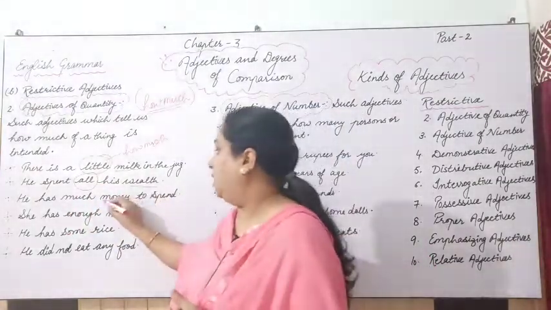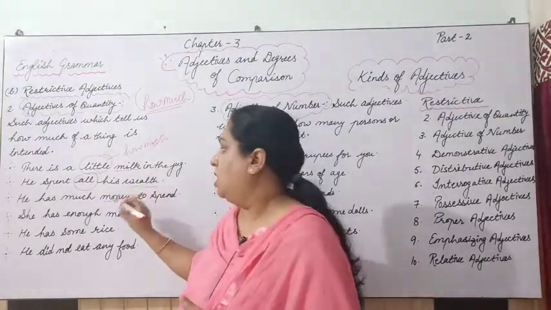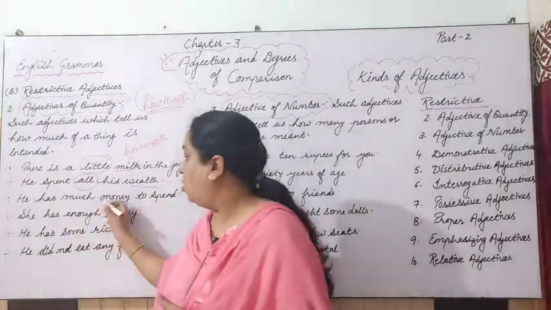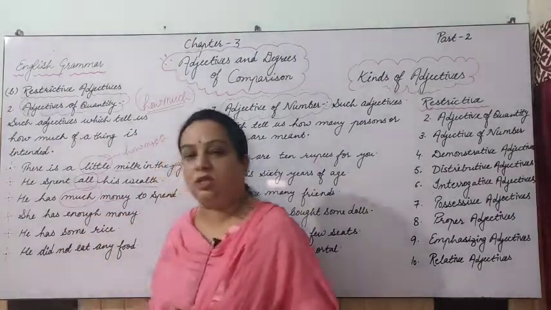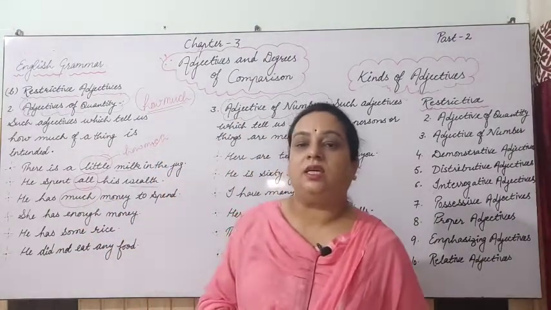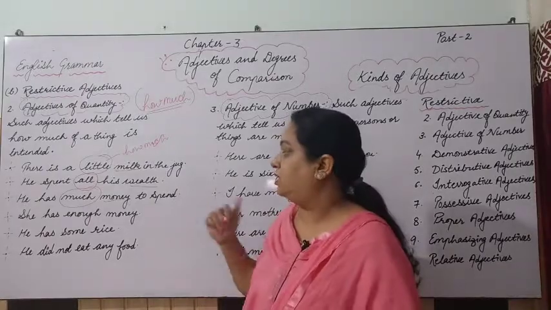Next, "he has much money to spend." Here it is money. Money is a noun. And much money, how much? So the answer is "much." So this "much" is working as an adjective of quantity.